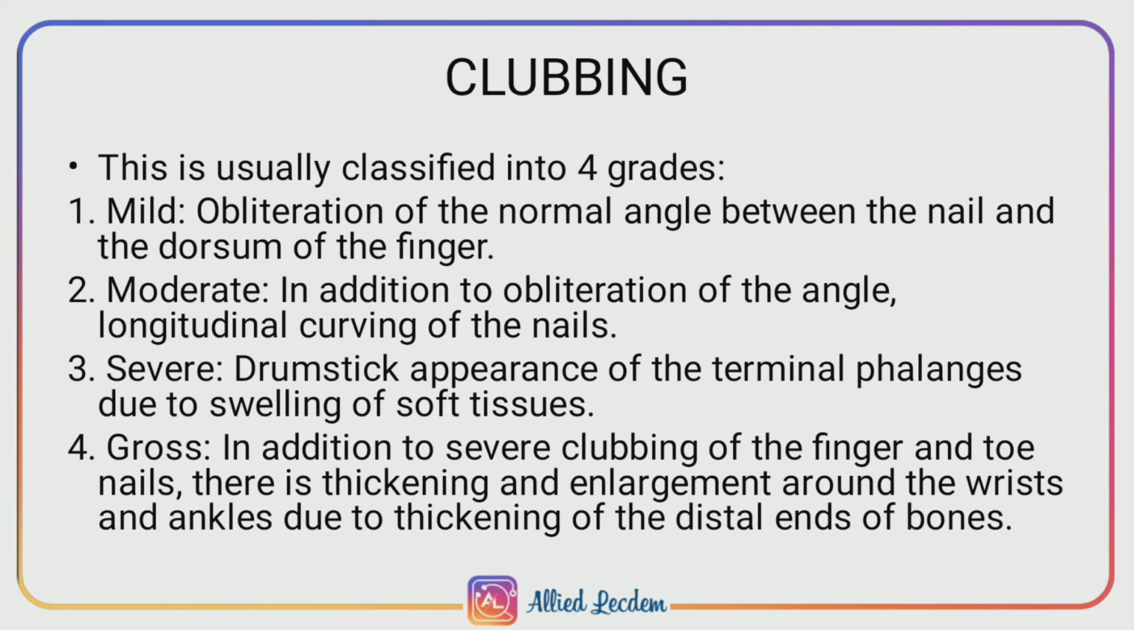This is usually classified into 4 grades. Mild: obliteration of the normal angle between the nail and the dorsum of the finger. In moderate, there will be an additional longitudinal curving of the nails, whereas in severe, there is a drumstick appearance of the terminal phalanges due to the swelling of the soft tissues. In gross, in addition to the severe clubbing of the finger and the toenails, there is a thickening and enlargement around the wrist and ankles due to the thickening of the distal end of the bones.